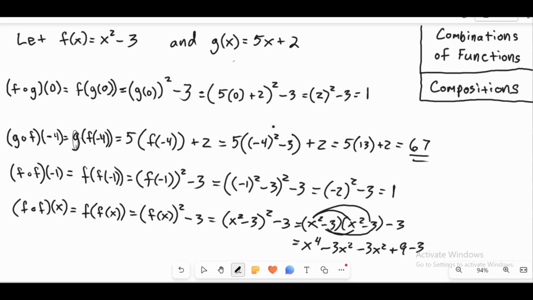So look, we can combine like terms here, and we can combine like terms here. And we wind up with x to the 4th, and then minus 3x squared minus 3x squared is minus 6x squared, and then plus 9 minus 3 is plus 6, and that is our final answer. That is f of f of x. Okay. All right, well, we only have one video left. We're going to try and do this composition function thing with graphs, but hopefully this is starting to make a lot of sense.